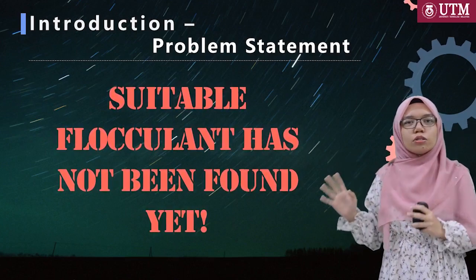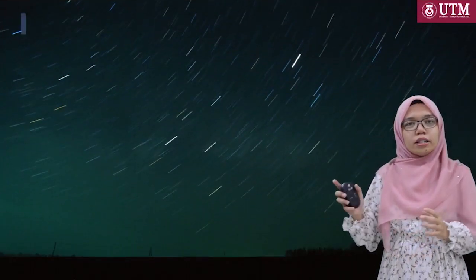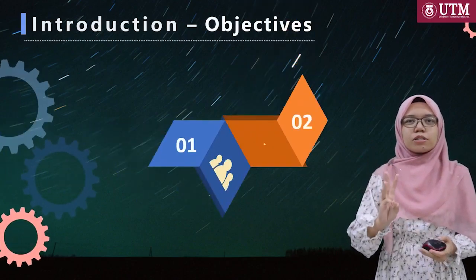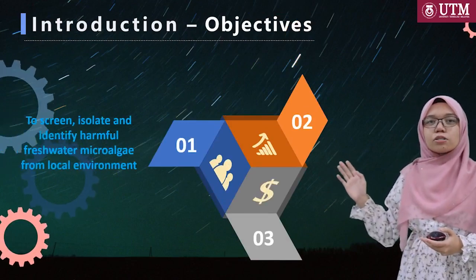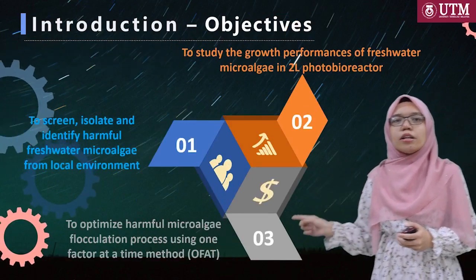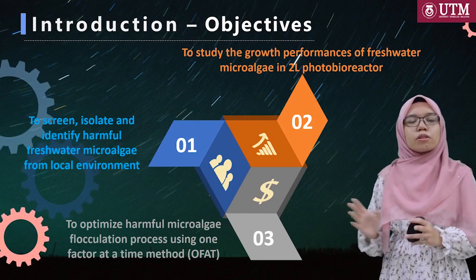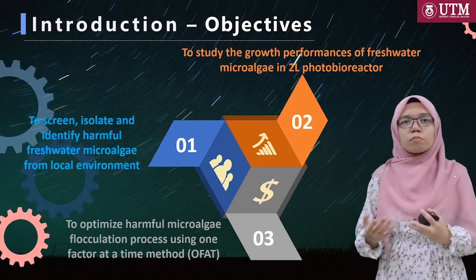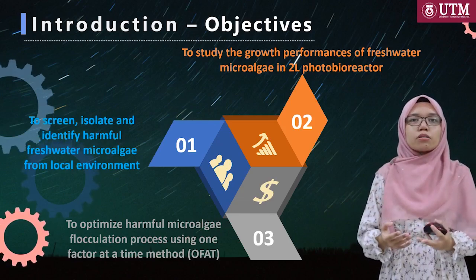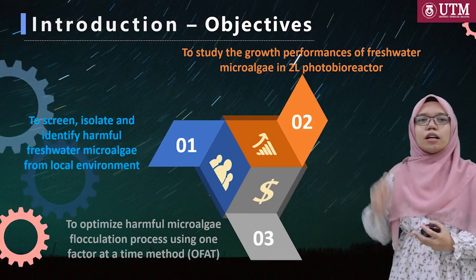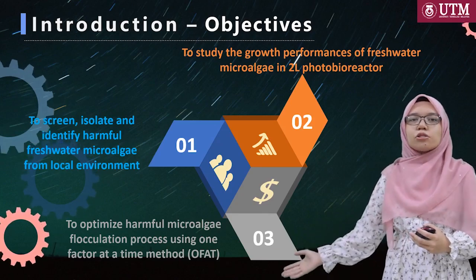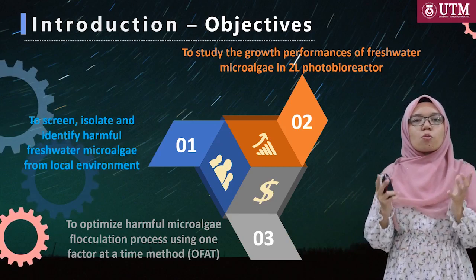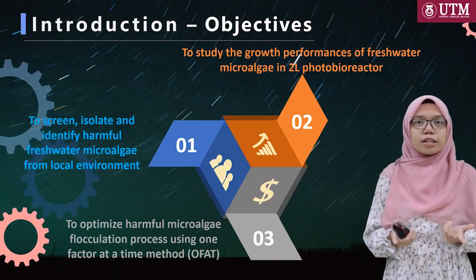Hence, the workload of this project in finding the ideal flocculant has been divided into three objectives. The first objective is to screen, isolate, and identify harmful freshwater microalgae from the local environment. The second one is to study the growth performances of freshwater microalgae in a 2 liter photobioreactor. Last but not least, my objective is to optimize the harmful microalgae flocculation process using one factor at a time.